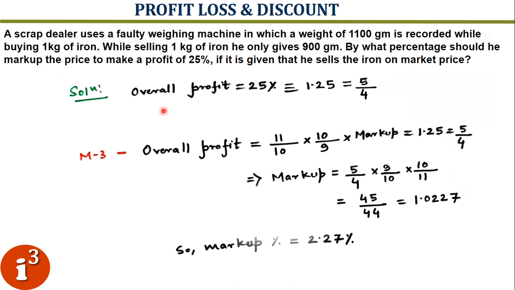Simply, we'll go by our method. Overall profit is 25 percentage. That is 5 by 4 in our terms. In our terms, this is 5 by 4 as a multiplying factor. This is 5 by 4.